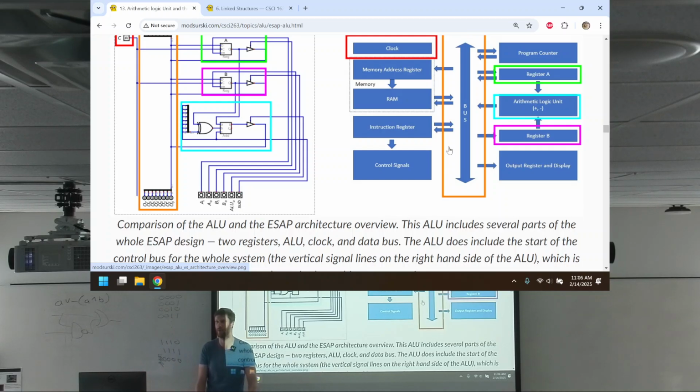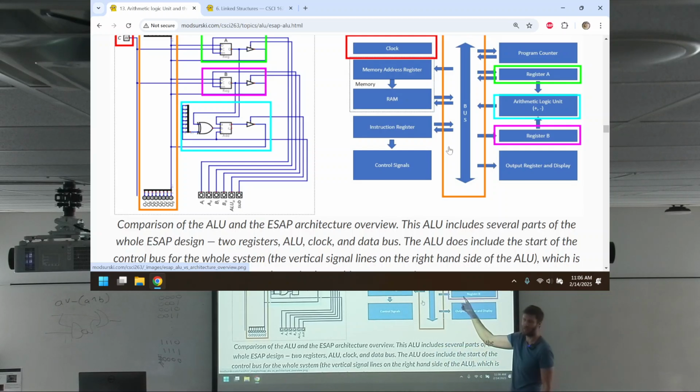This is an example of where I'm breaking from the ESAP design, which is not only the simplest possible design, but even the Ben Eater design where they do it this way. You'll notice that the A register can read and write to the bus, but the B register can only read from the bus. Okay? In our design, we're going to be able to read and write to register B.